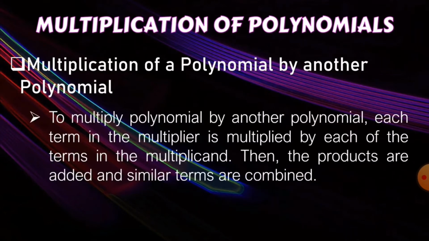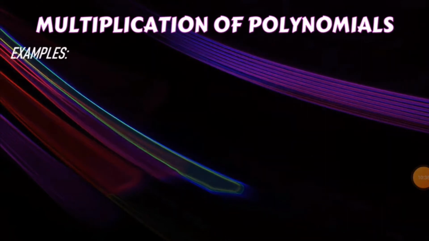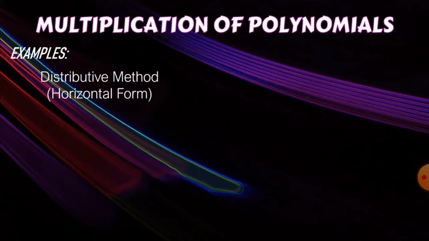Next rule, we have multiplication of a polynomial by another polynomial. To multiply a polynomial by another polynomial, each term in the multiplier is multiplied by each of the terms in the multiplicand. Then the products are added and similar terms are combined. So let's have more examples to understand the concept. This time we are multiplying polynomials by polynomials, so it's more than one term, right?